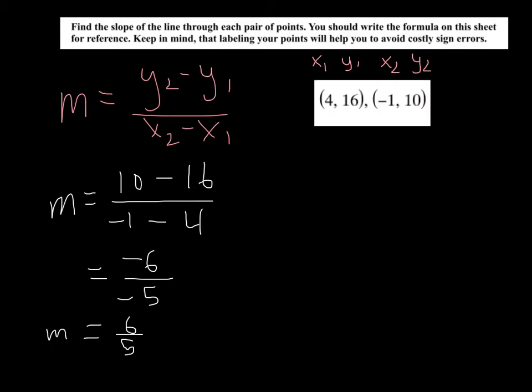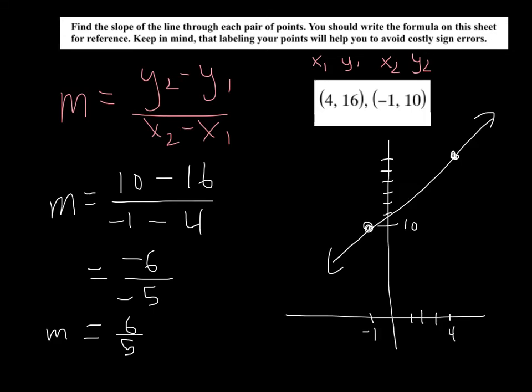Now, press pause, take a moment, and draw a quick sketch of these 2 points. Draw a quick little hand sketch of 4/16 and negative 1/10. Press pause now. It doesn't have to be a perfect drawing, just enough to get the point. So 4/16 is right here, and negative 1/10 is right here.